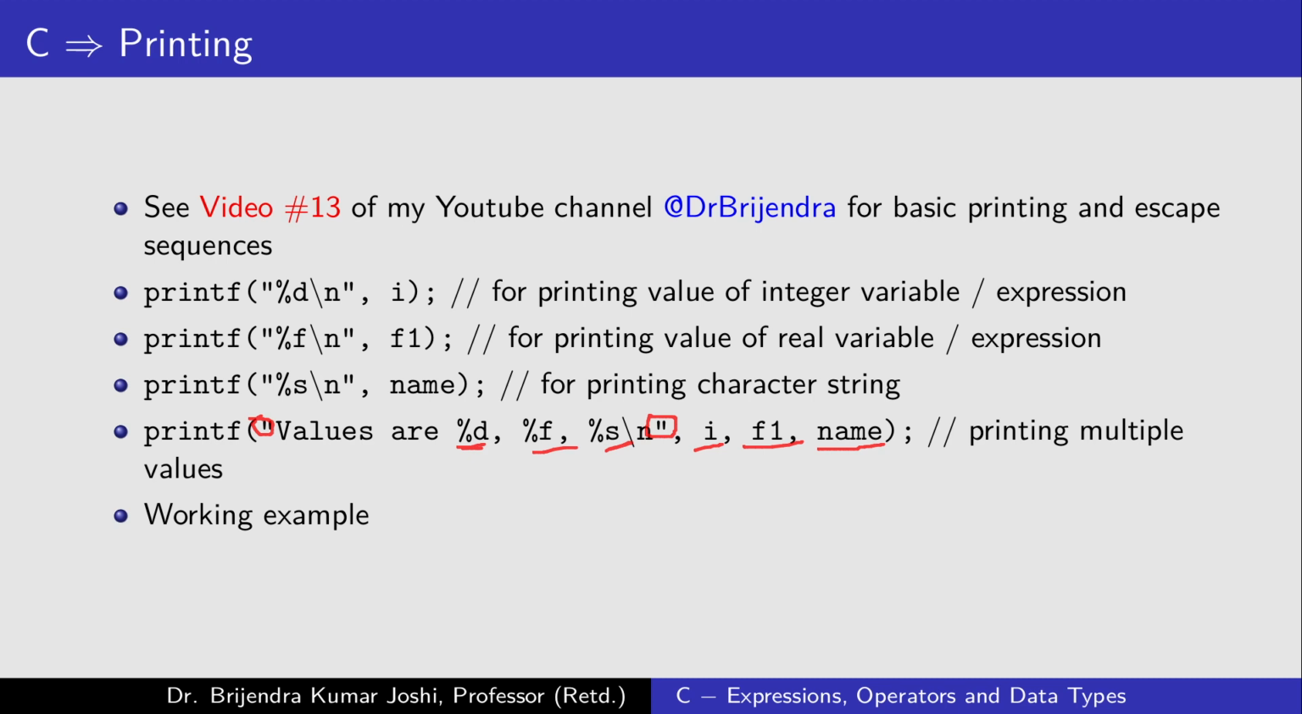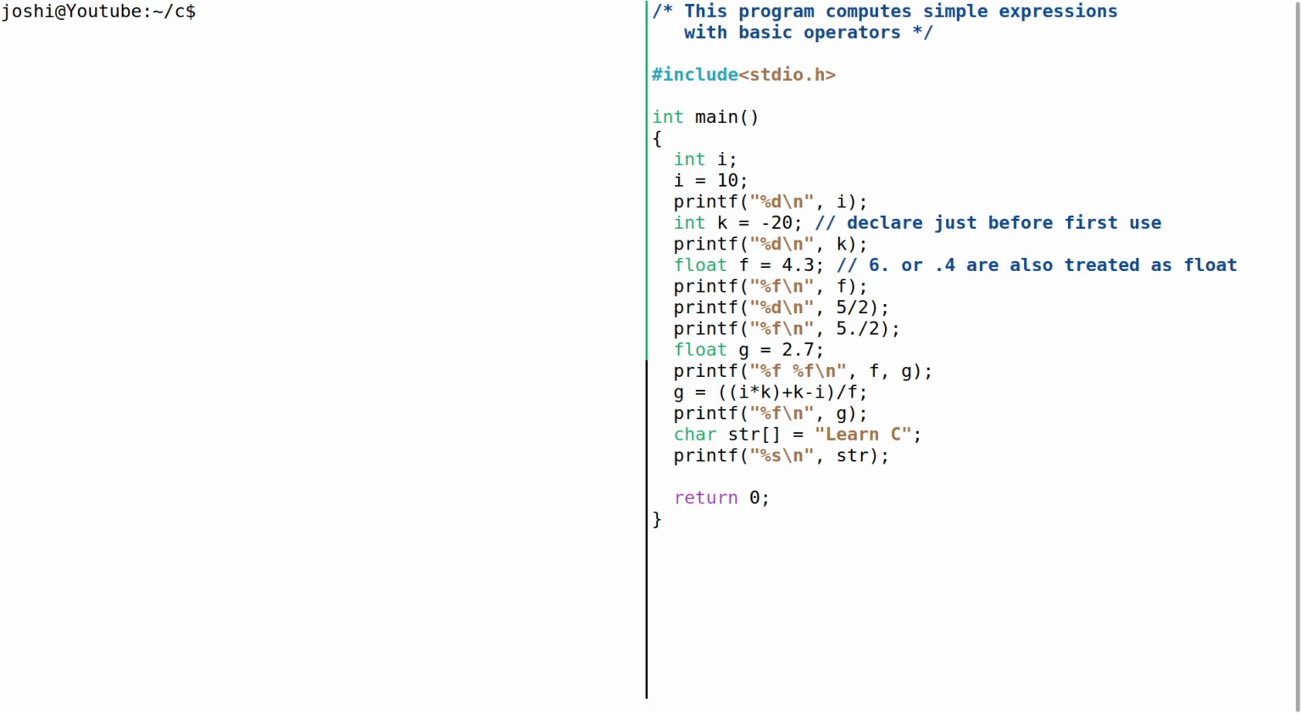So now let us see a working example of writing expressions by making use of various operators and numerical values. I have already written a program which is displayed on the right hand side. Okay, and let me execute the program. This is the output.